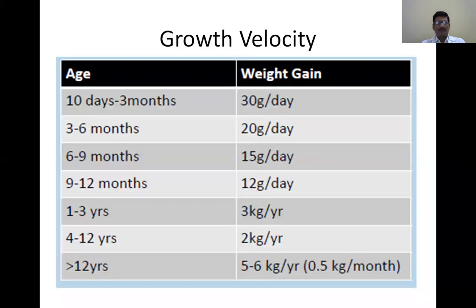And somewhere around the pubertal growth spurt, so above 12 years, due to the activity of hormones, not only the growth hormone but including the sex steroids, the growth is a little more accelerated. It will be about 5 to 6 kgs per year, in other words, about 0.5 kg per month. That is the rate at which the weight gain occurs.